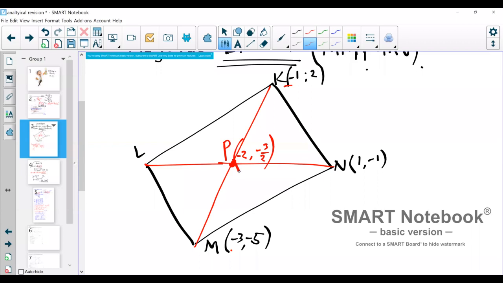Now, what is the coordinate of L? Don't forget that P is the midpoint of LN. And we did this yesterday, if you remember. Okay, I'm going to do it on the side.